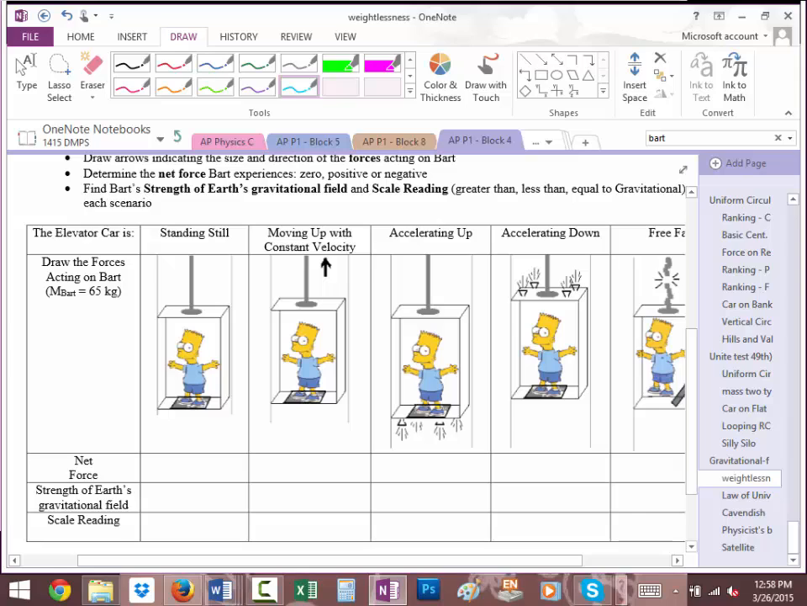I'm going to let you give this a shot for a couple minutes. Have a conversation with your table. Talk about how you can fill this in. And then we'll discuss. Go, go, go.